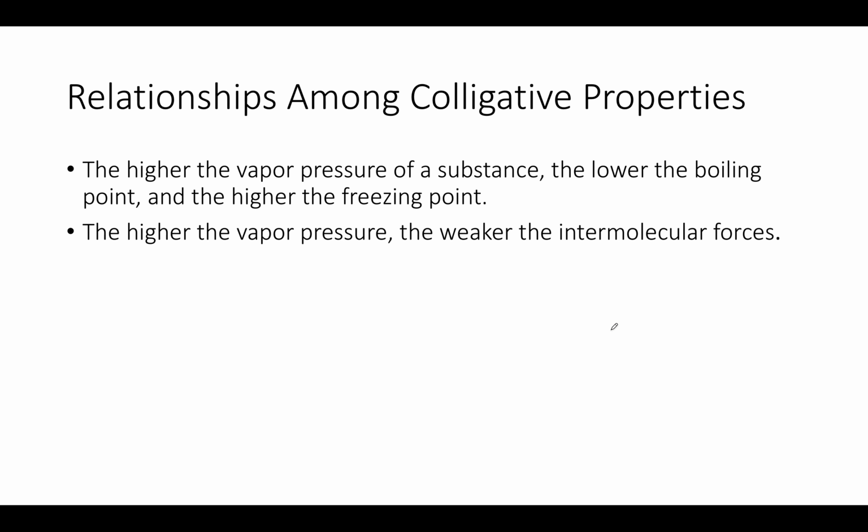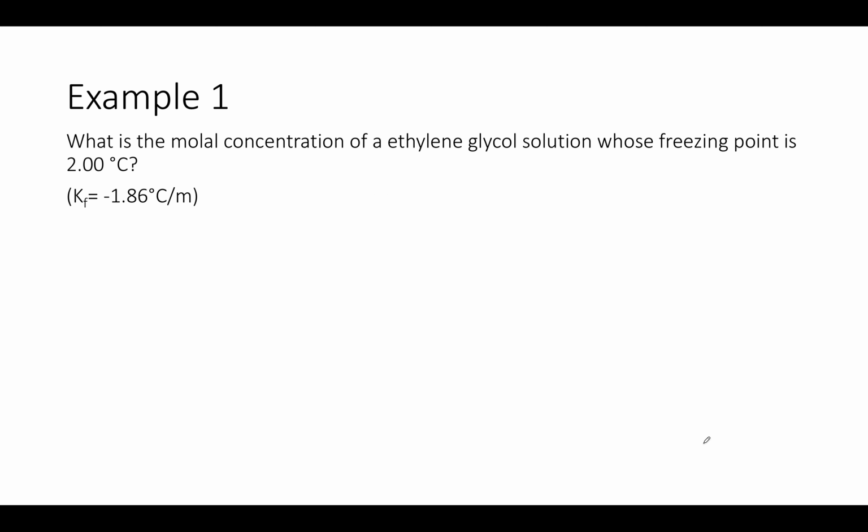So, like I said, the relationship between the colligative properties: the higher the vapor pressure, the lower the boiling point and the higher the freezing point. So the higher the vapor pressure, the weaker the forces in that bond. All right, so I have 3 examples here, I think. What's the molal concentration of ethylene glycol?